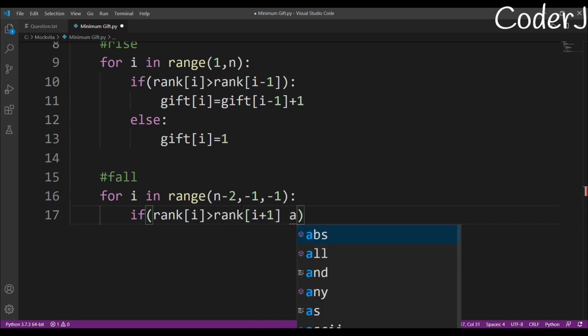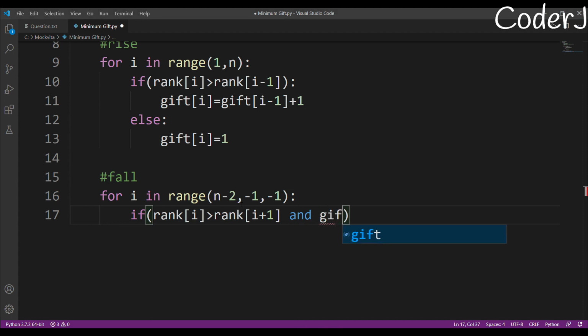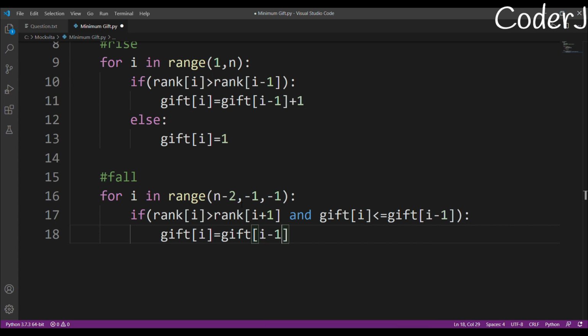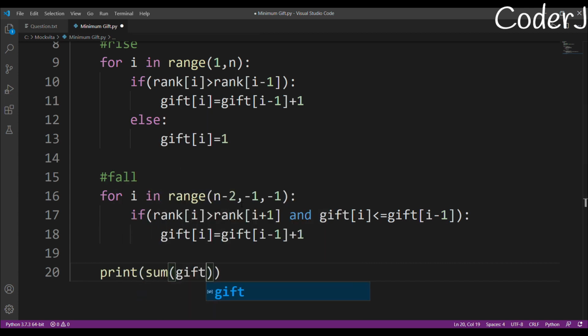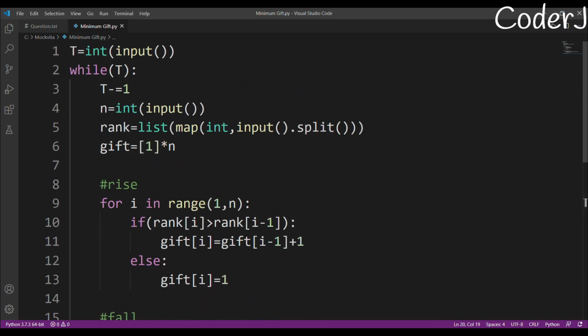Yes, if it is, then you have to check one more condition, the number of gifts. Even if the rank of a current element is greater, but if he holds fewer gifts, then you have to increase the number of gifts. And the number of gifts that my current element has is less than or equal to, because I only need greater than. If this is the condition, then you just need to increase the number of gifts of I minus 1 by 1. You just increase the number of gifts by 1, and after that you just print the answer. This is the complete solution for this minimum gift problem.